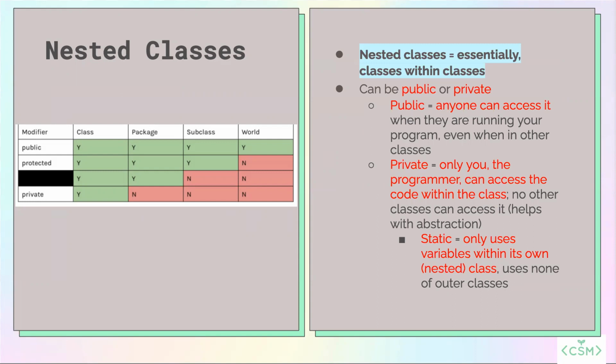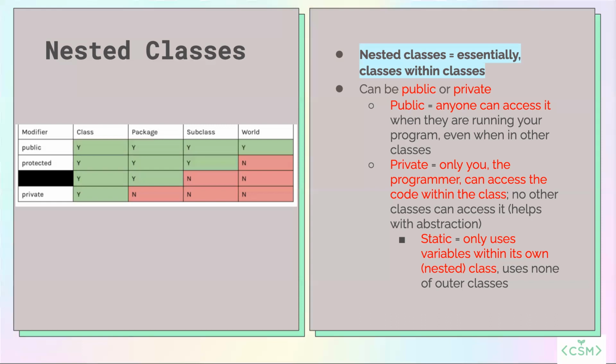And like we mentioned at the beginning of the presentation, classes will always have these access modifiers in their method signature. So any class, even if it's within another class, will have this public or private. So once again, classes can be public or private, and public means anyone can access it when they are running your program, even in other classes. Meanwhile, private means that only you, the programmer, can access the code within the class.